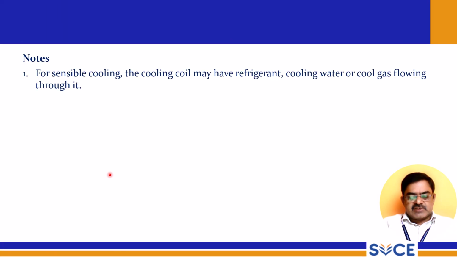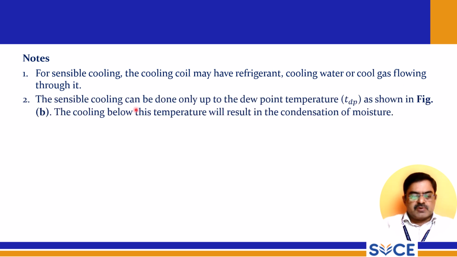So now these are the salient features. For sensible cooling, the cooling coil may have refrigerant, cooling water or cool gas flowing through it. The sensible cooling can be done only up to the dew point temperature, that is TDP, as shown in figure B, and cooling below this temperature will result in the condensation of moisture.